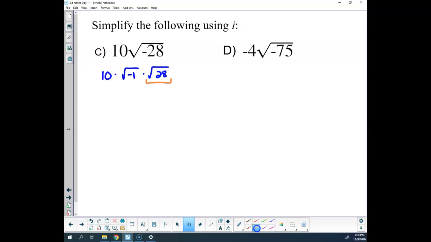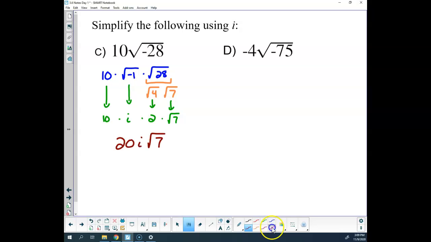The square root of 28 is going to be the square root of 4 times the square root of 7. So this 10 stays 10. The square root of negative 1 becomes i. The square root of 4 is 2. And the square root of 7 is the square root of 7. So this one here, 10 times i times 2 times the square root of 7, becomes 20i times the square root of 7.